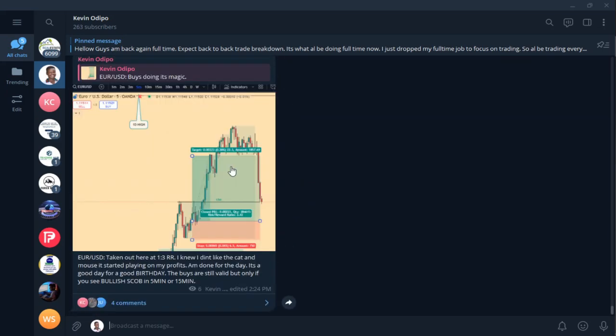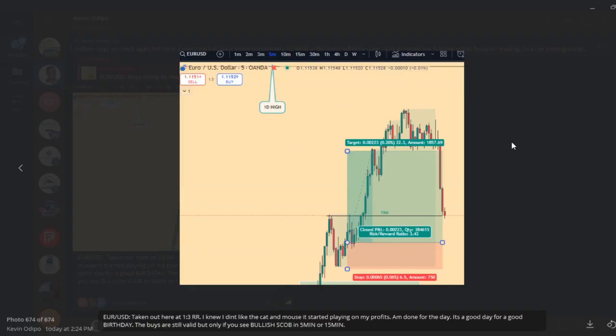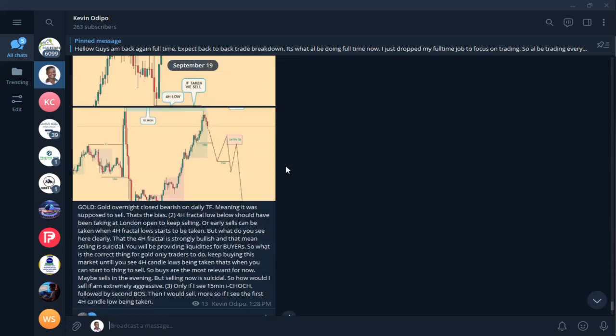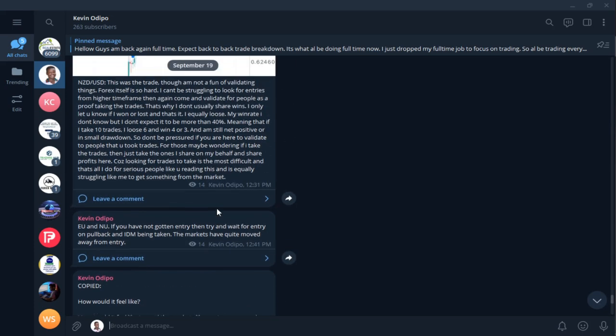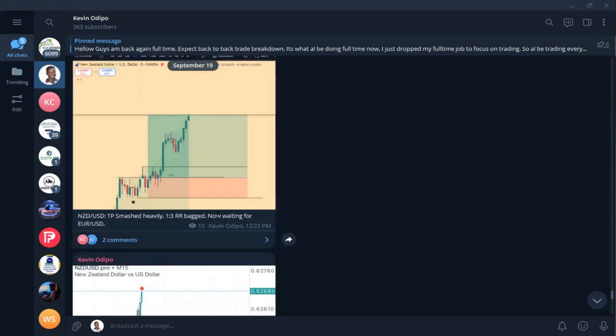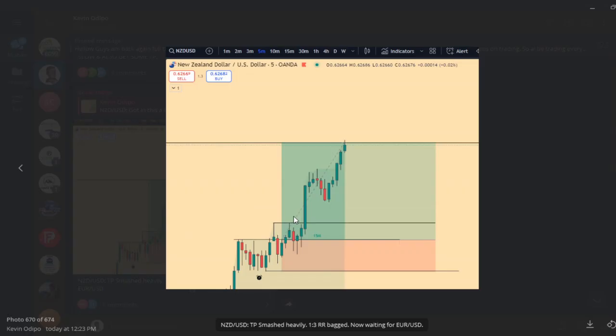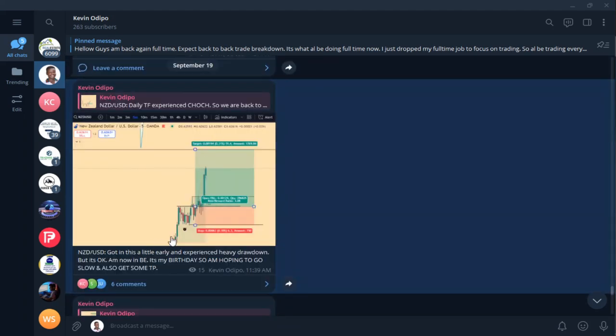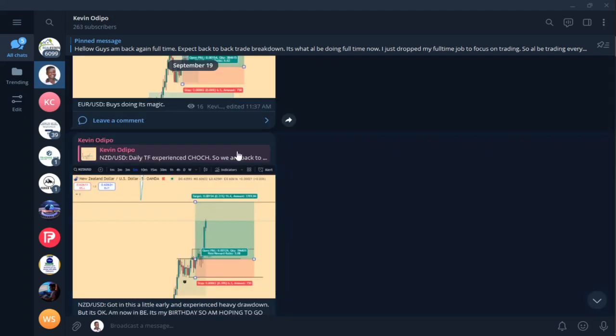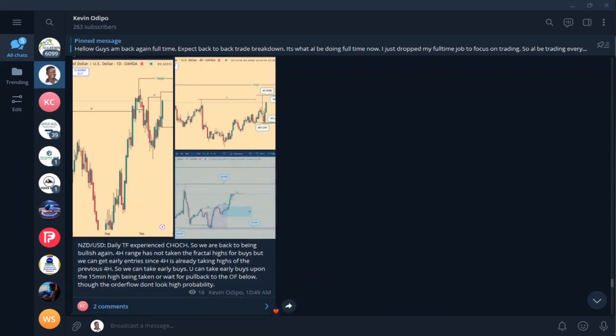So today's trade was this Euro USD. That was the trade. This is gold that is yet to play, and then this was the NZD USD. TP smashed heavily, so this is where I gave that I'm in. This is where we explain that the daily time frame experienced a change of character. So we are back to being bullish again.